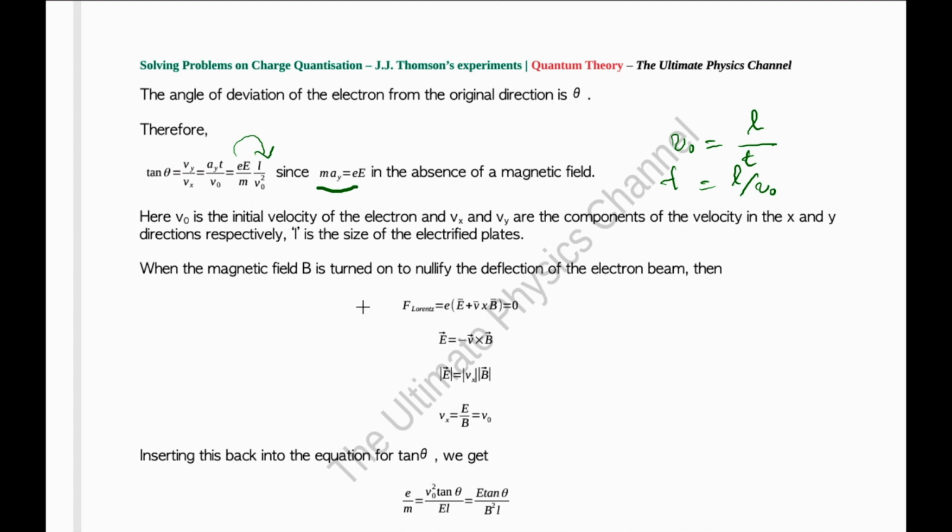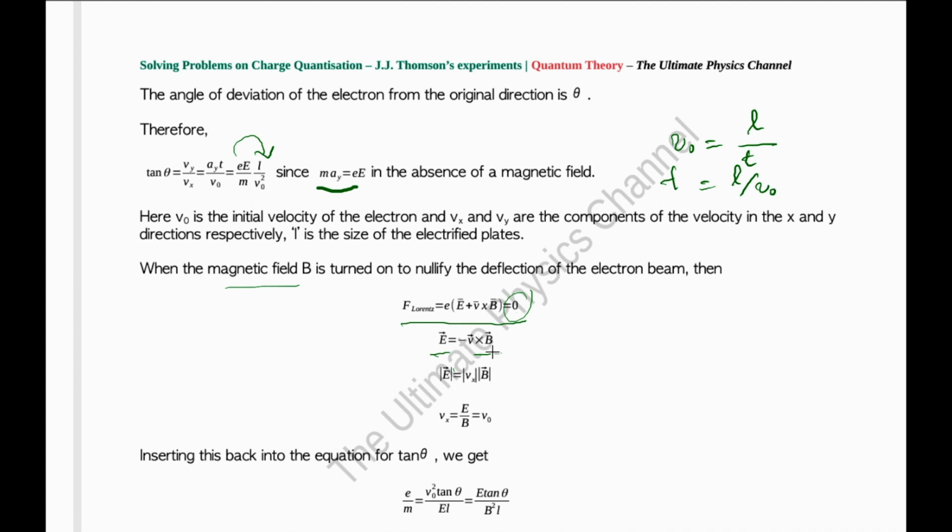So we can further simplify this expression from Lorentz's original force equation for the force on the charged particle in the electric and magnetic field. So when the magnetic field is turned on in this particular case to nullify the deflection of the electron beam, then we can say that the Lorentz force goes to 0. So we are equating that to 0. If we do that, then the electric force and the magnetic force must be equal. So vectorially, E vector must be equal to minus V cross B.